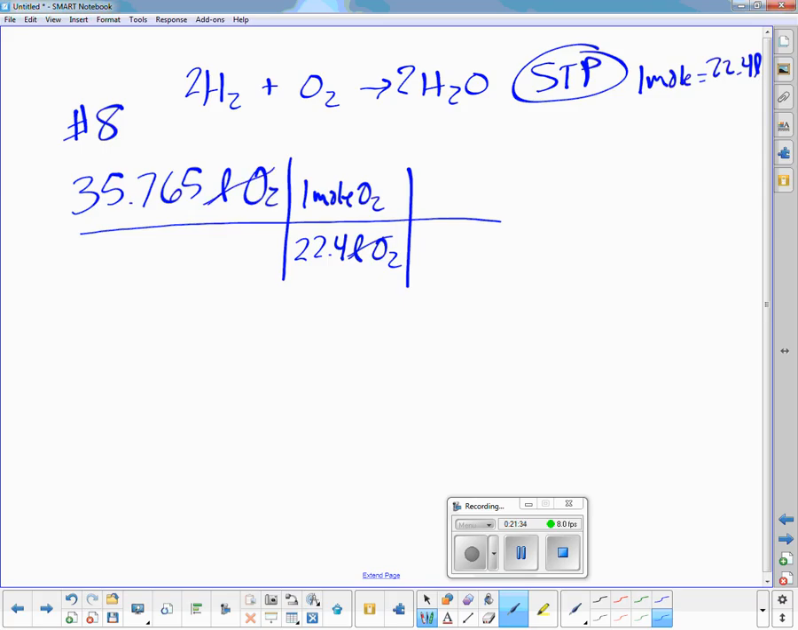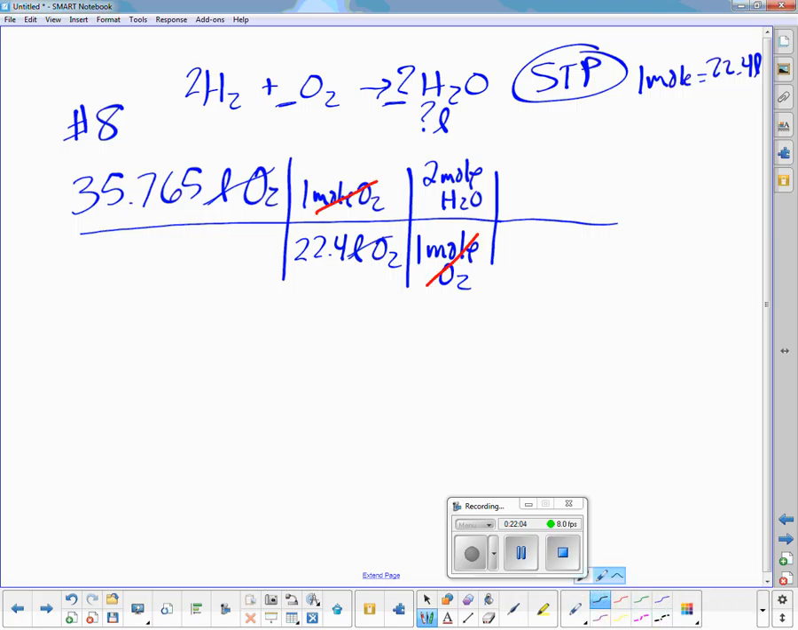What am I trying to get to, by the way? What is it asking me for? Oh, so I'm looking for how many liters of water. Okay, so then I want to go from here to here using the coefficients. So for every 1 mole of O2, I get 2 moles of water, right? So now I can get rid of the moles of O2, and I can go on.